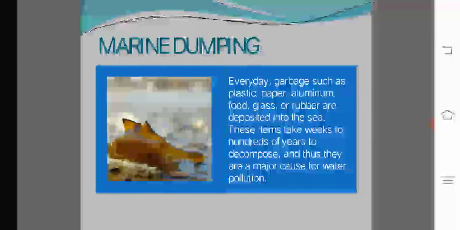Next comes marine dumping. Everyday garbage such as plastic, paper, aluminium, food, glass, or rubber are deposited into the sea. These items take weeks to hundreds of years to decompose, and thus they are a major cause for water pollution.